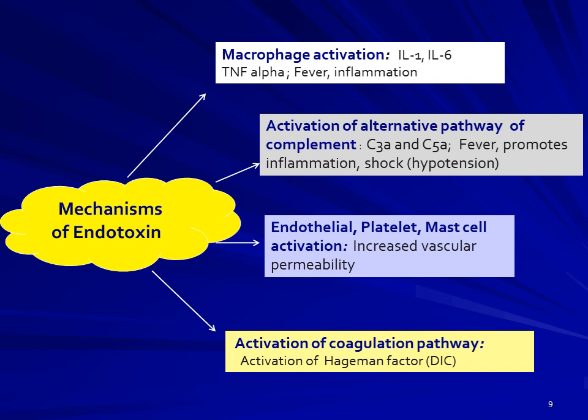And activation of the coagulation pathway activates the Hageman factor and is responsible for disseminated intravascular coagulation. And this disseminated intravascular coagulation causes multi-organ failure and results in the death of an individual also.